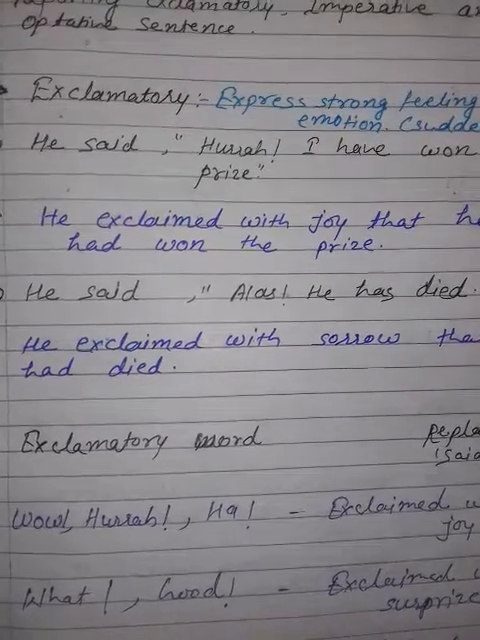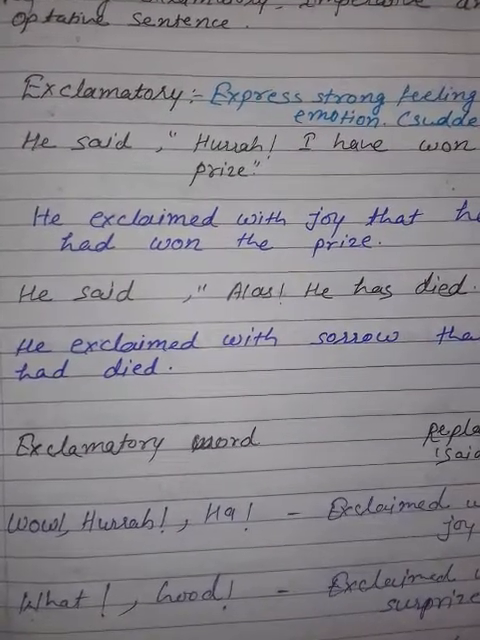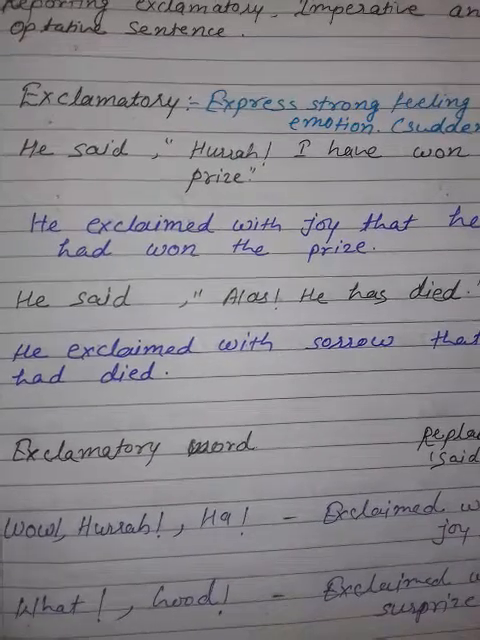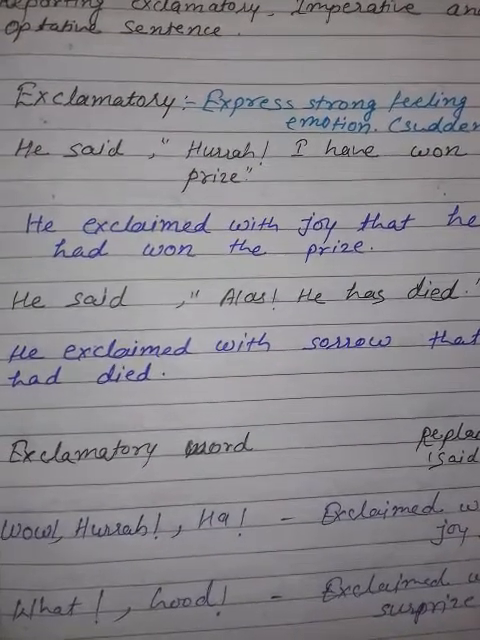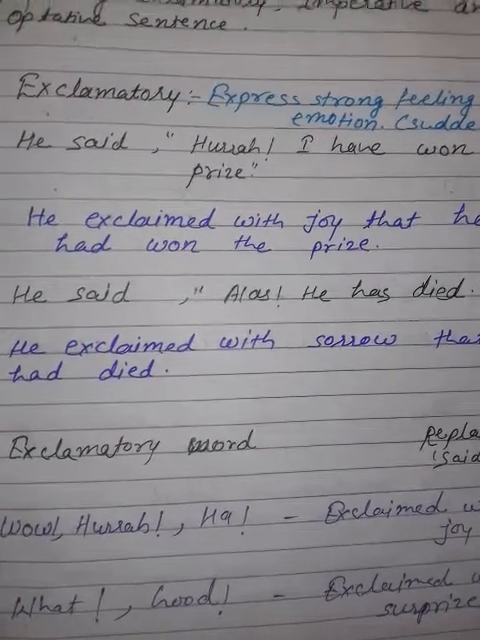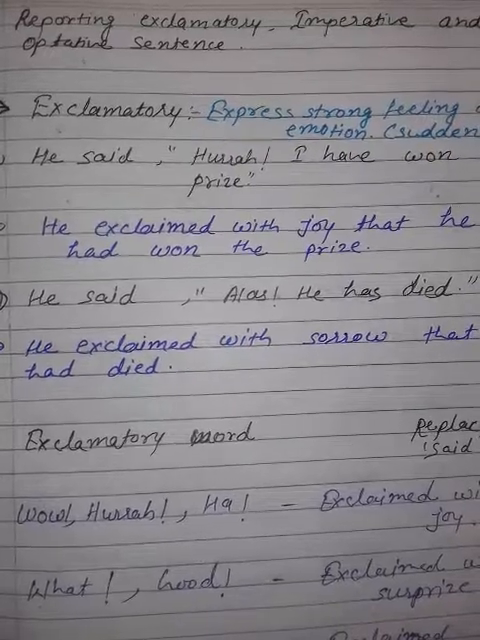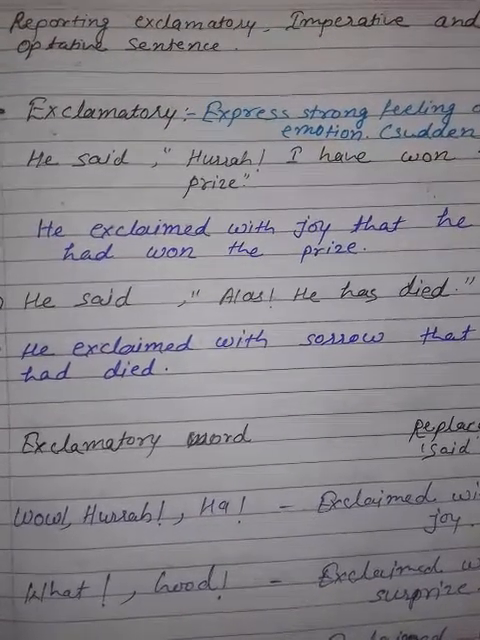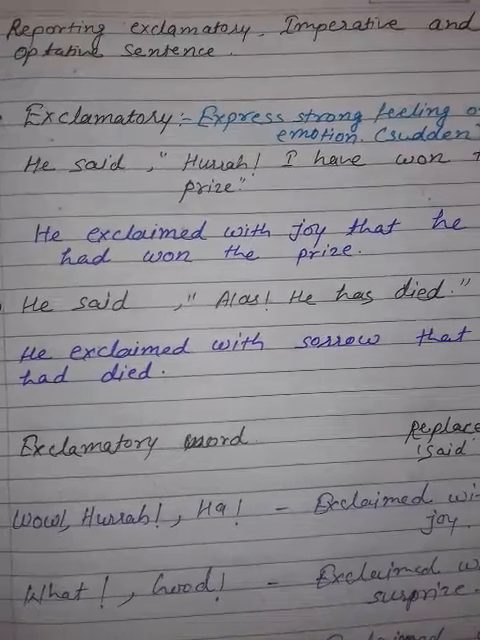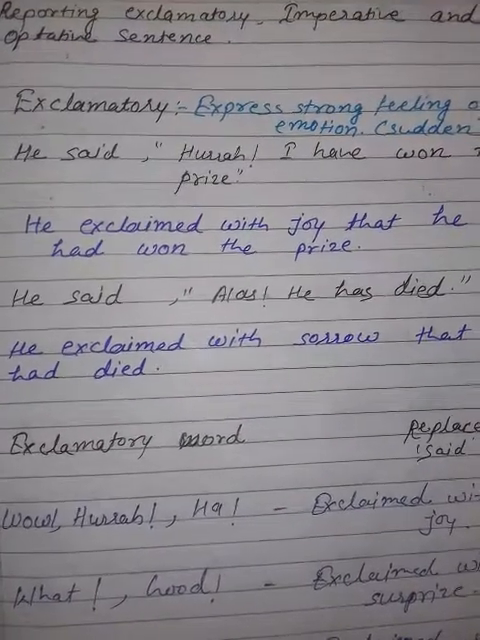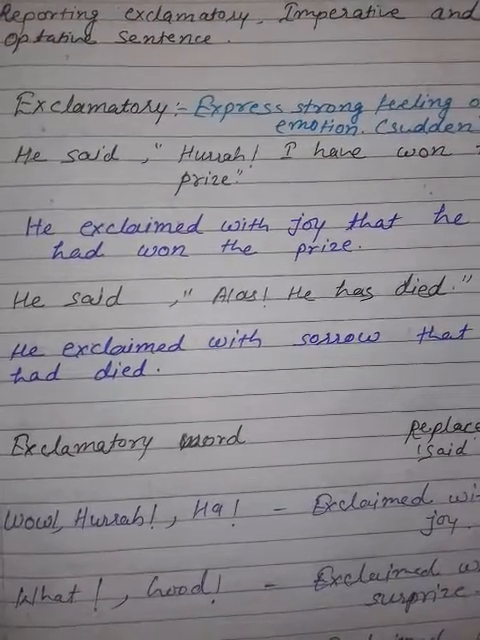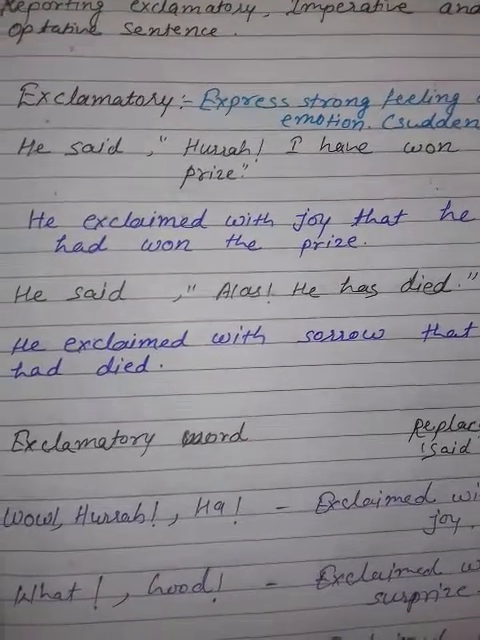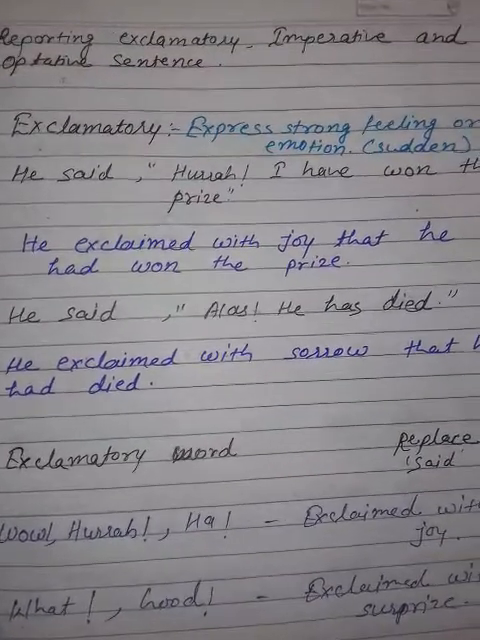Okay, so you can see hooray, it is the word where he expresses his emotion and his strong feeling of happiness, and joyfully he said, hooray, I have won the prize. So when we are going to change it, we put the subject he first and change the reporting verb said into exclaimed with joy, because the exclamation word hooray represents the joy and happiness of him. He exclaimed with joy that he had won the prize.